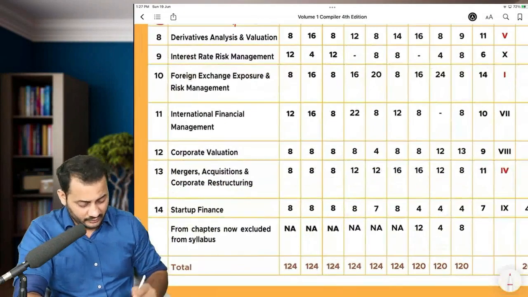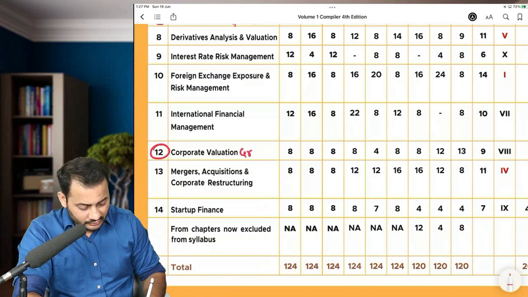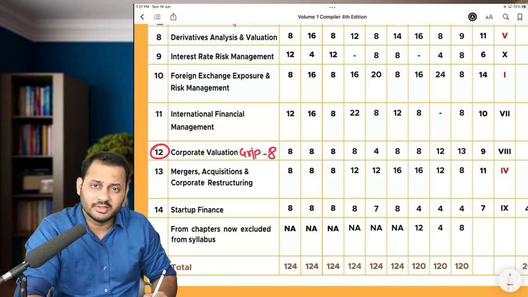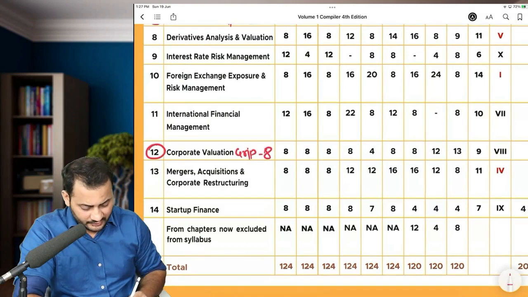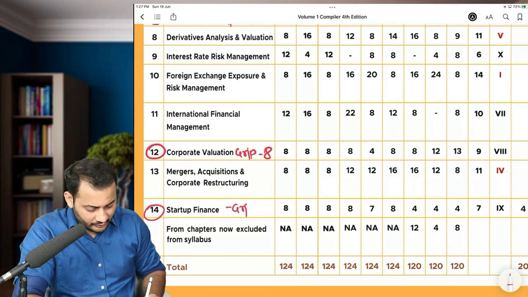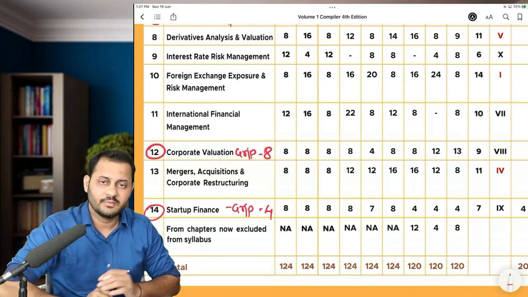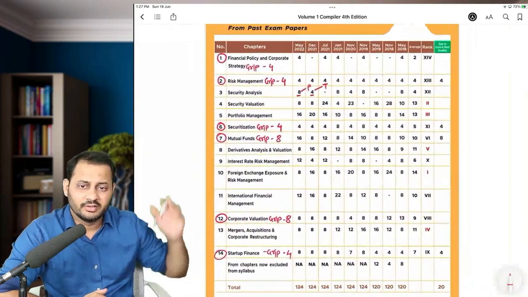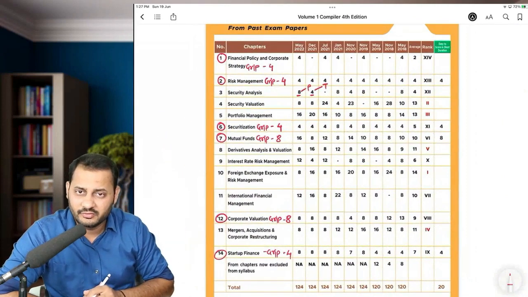This also is a good chapter to hold a strong grip on, and you will easily get 8 marks in this. Then the last chapter is startup finance. You will have to hold a good grip in this, and you will get 4 marks for sure. So whatever marking I have done here, there are a total of 6 chapters out of 14.